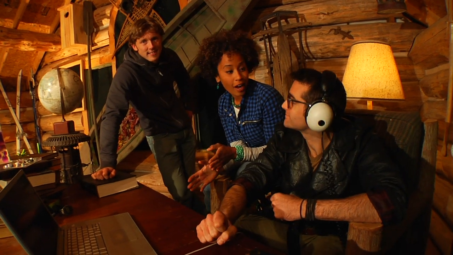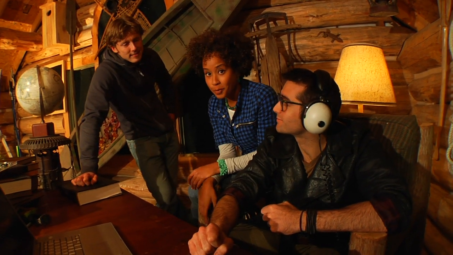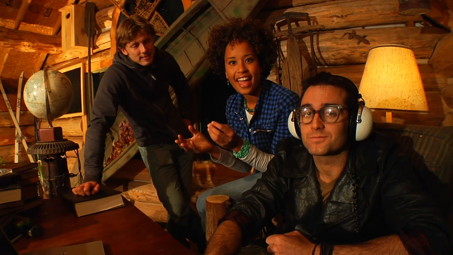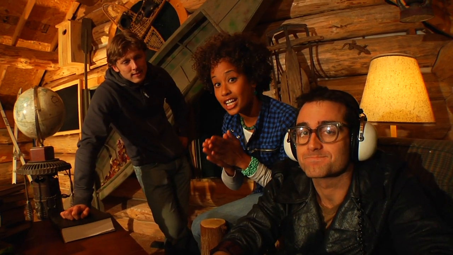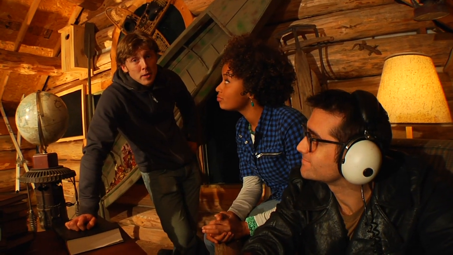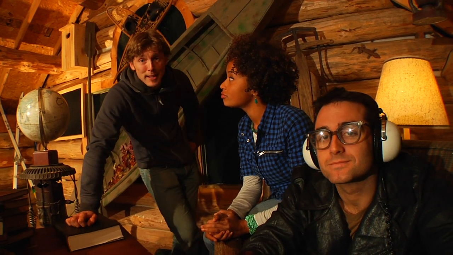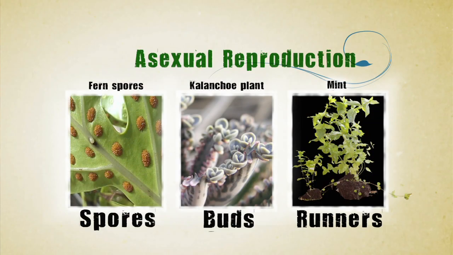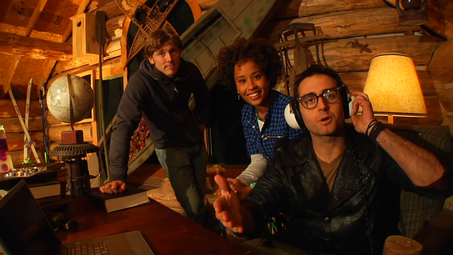Okay, new plant offspring are formed when sperm produced by the male organ combine with the eggs made by the female organ during sexual reproduction. And asexual reproduction is when only a single parent plant produces offspring by making buds, spores, or runners. So hey, never stop exploring your world.